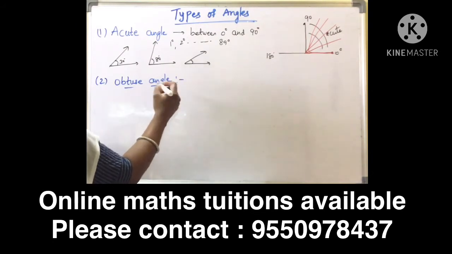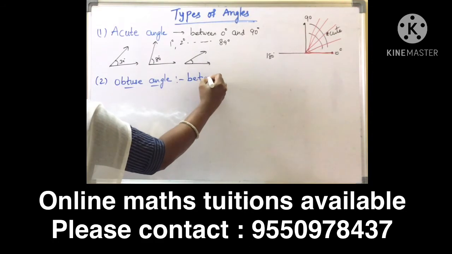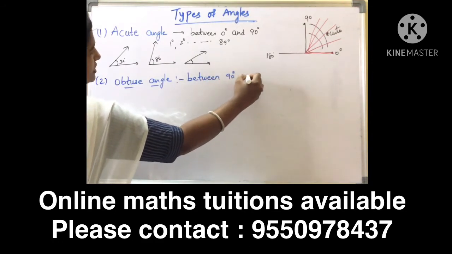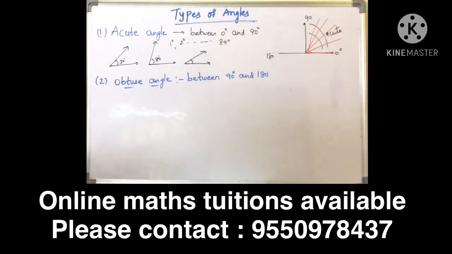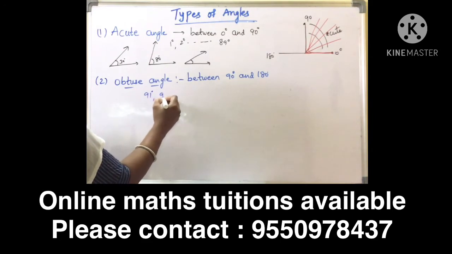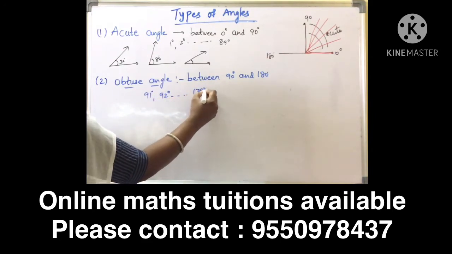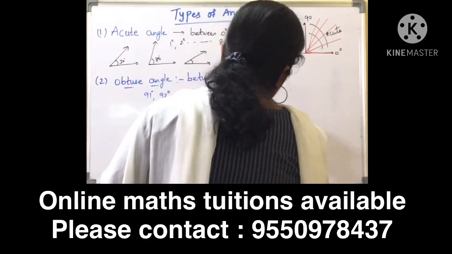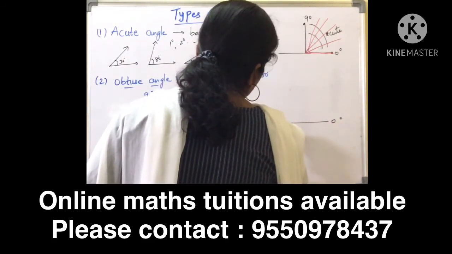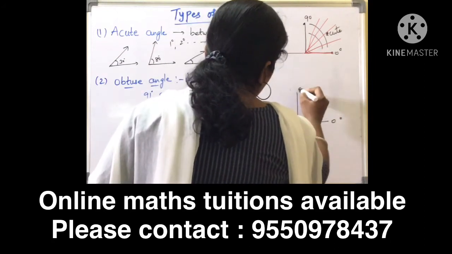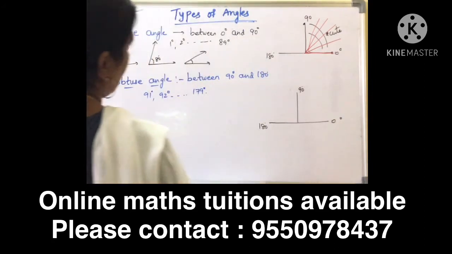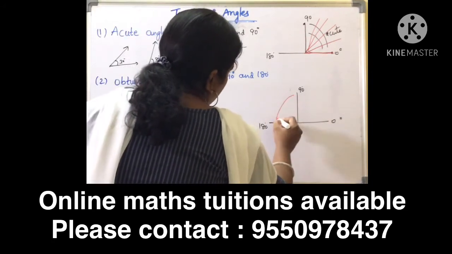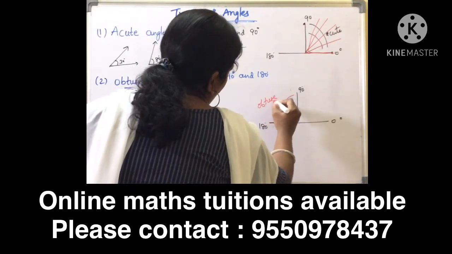What is an obtuse angle? An angle whose measure lies between 90 degrees and 180 degrees. That means 91 to 179. So 91 degrees, 92 degrees, so on up to 179 degrees. These are all obtuse angles. What will be the shape of these obtuse angles? If you see, this is 0 degrees and this is 180 degrees and this will be 90 degrees, right children? So where are the obtuse angles? Here. This part is known as obtuse angles.